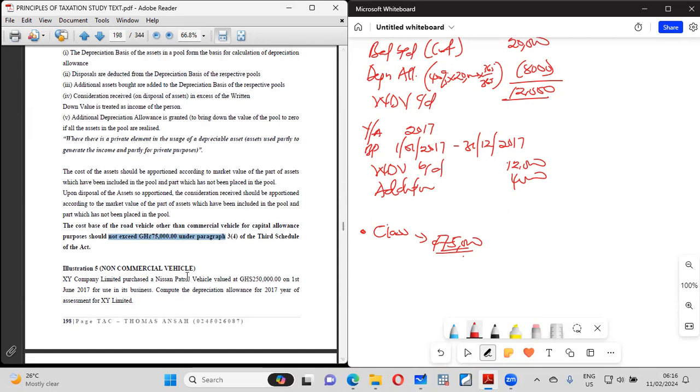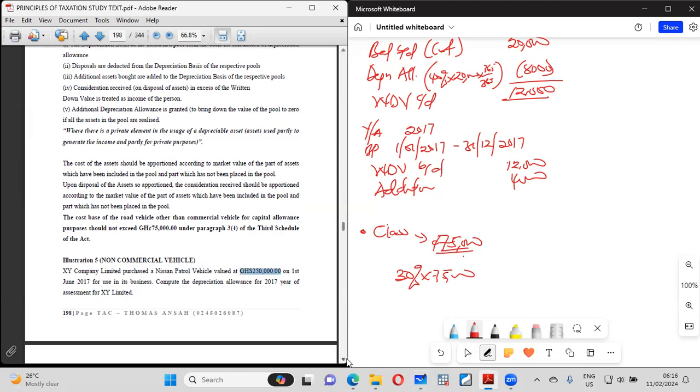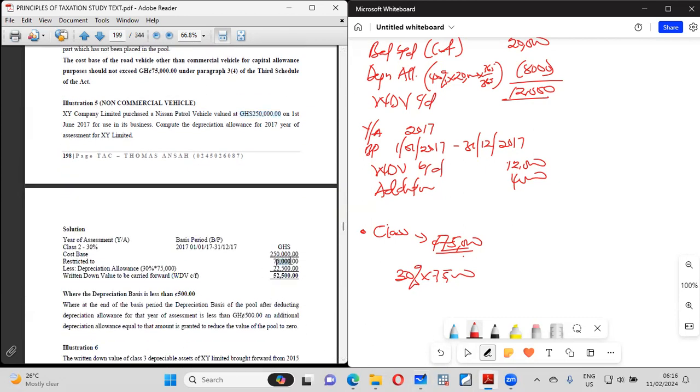So look at this entity buying a Nissan Patrol at 250,000. Now we will limit our 30%. This is class 2. 30% on 75,000, not on 250,000. So that is that. Even though they bought it at 250,000, we will be giving the capital allowance only on 75,000. All right. So basically that is that.